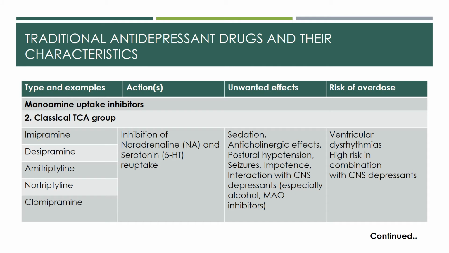Number second class is the classical TCA group, which includes imipramine, desipramine, amitriptyline, nortriptyline, and clomipramine. The mechanism of action of these drugs is the inhibition of noradrenaline and serotonin reuptake. Unwanted effects are sedation, anticholinergic effects, postural hypotension, seizures, impotence, and interaction with CNS depressants, especially alcohol and MAO inhibitors. Risk of overdose includes ventricular arrhythmias, and high risk in combination with CNS depressants.